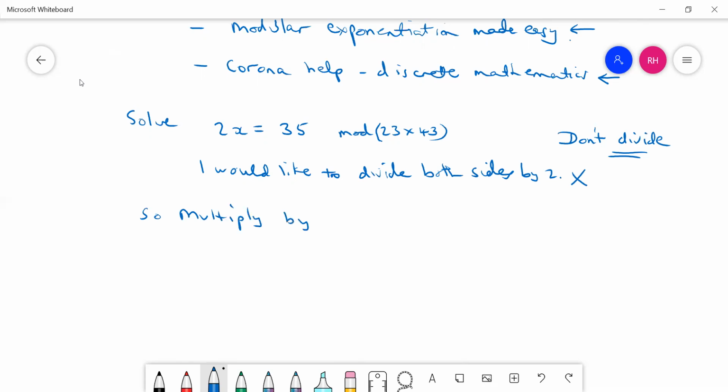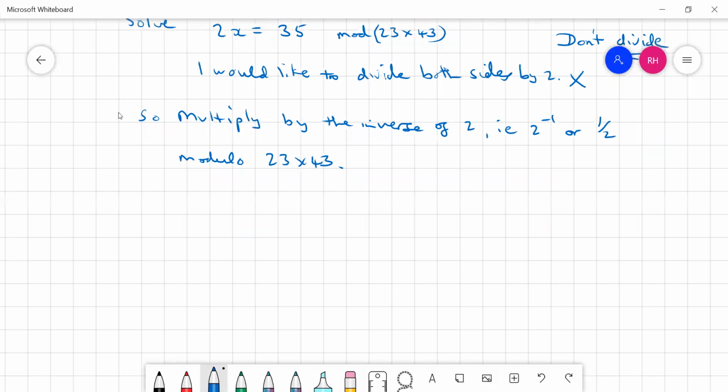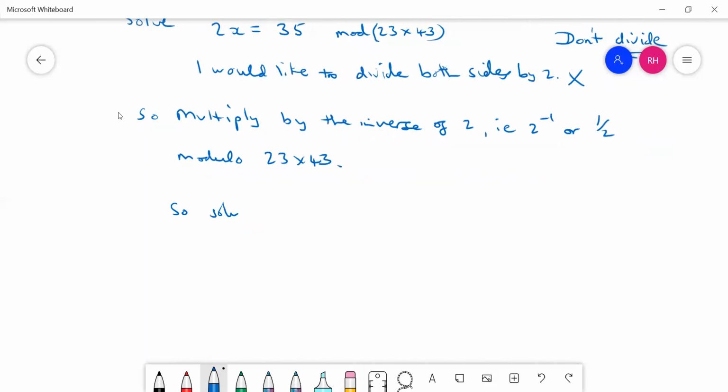Multiply by the inverse of 2, i.e. 2 to the negative 1, or you could even think of it as a half, in this modulo world we're working in, which is modulo whatever this is, 23 times 43. So how are you going to work out the inverse of 2? In other words, what number? So what I'm saying is solve 2x equals 1 modulo 23 times 43.